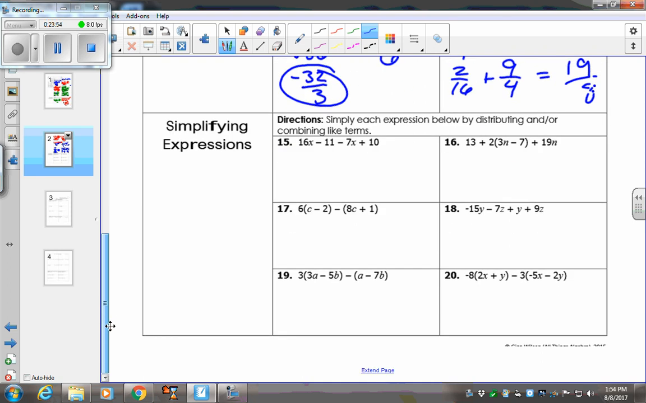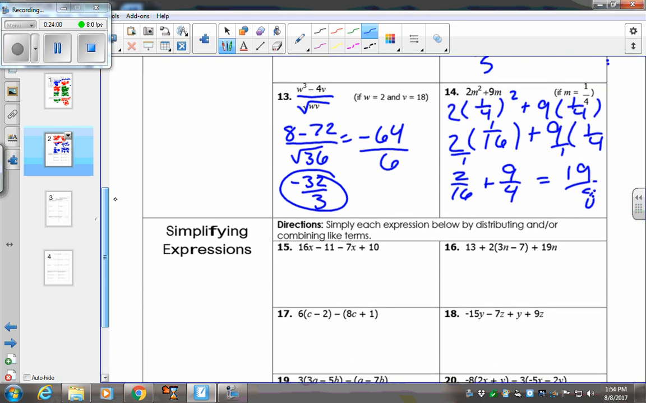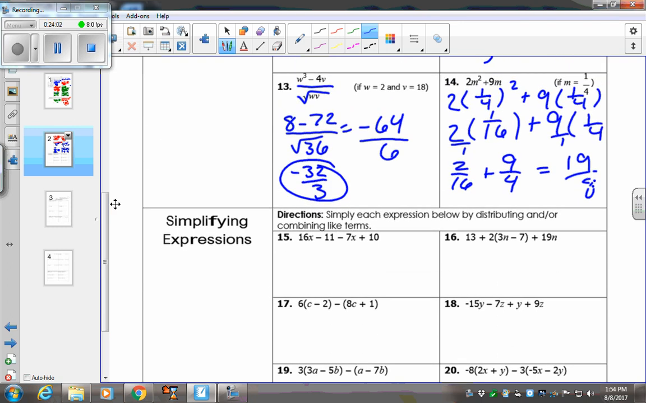All right. Last topic for today. You know how to do this? Combining like terms. Guys, combining like terms. In order for something to have like terms, it must have the exact same variable with the exact same exponent. So let's look at 15. I have 16x minus 11 minus 7x plus 10.